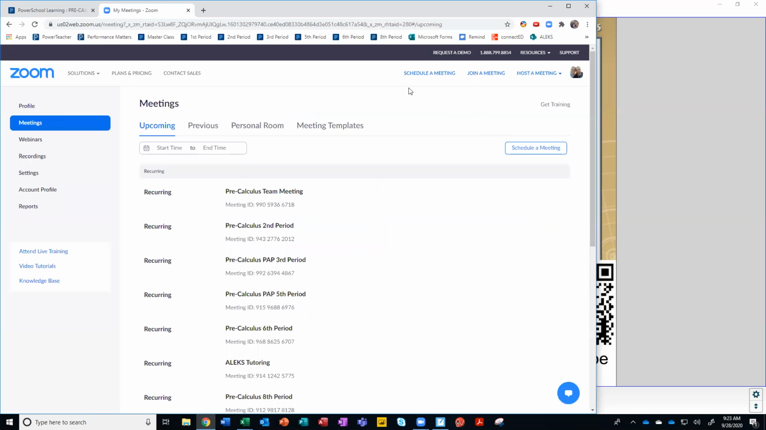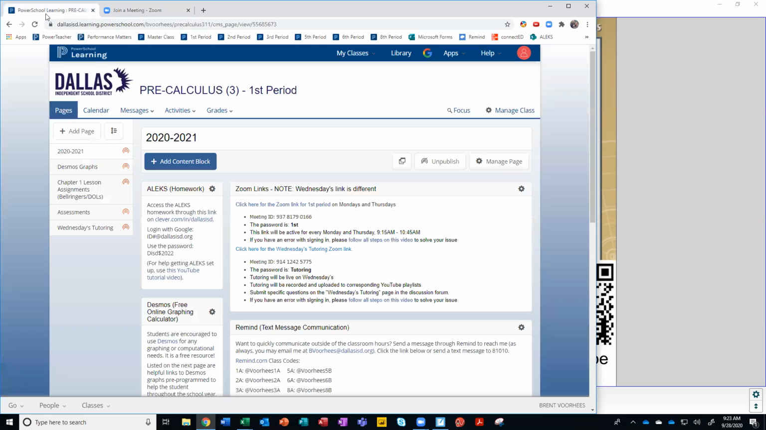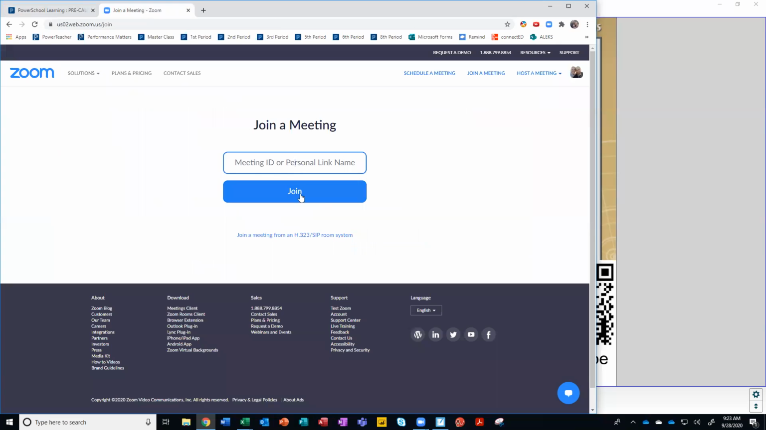And then the way it'll always work for you is after you sign in there, this will not show up on yours because you don't have recurring meetings that you've scheduled, but I do. But what you'll do is click join a meeting. When you click that, it's going to ask for your meeting ID. What you do is you go back to the PowerSchool Learning. That ID number, I have it listed right there, and your password is on the link right below it, on the bullet right below it. If you type those in from there, you will be able to get into my class.